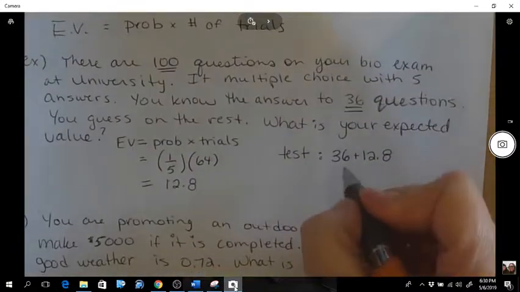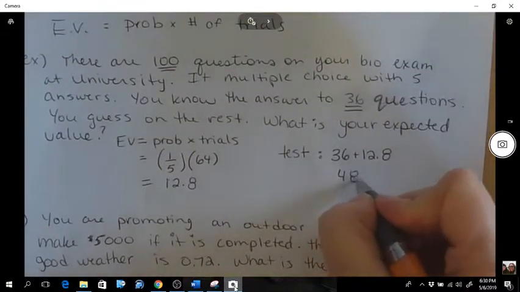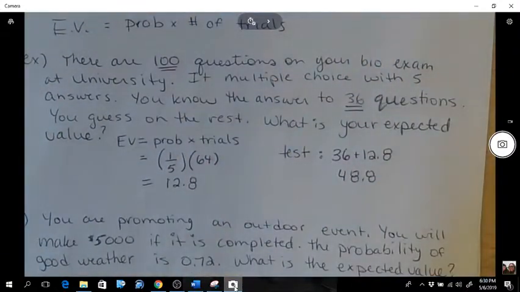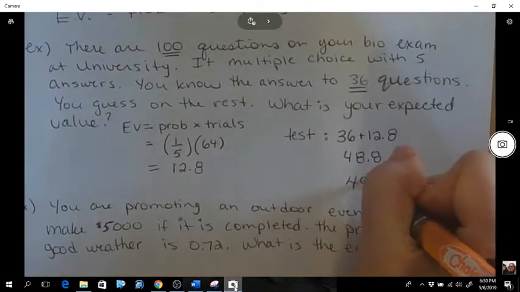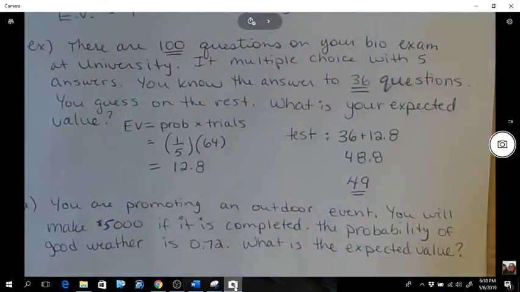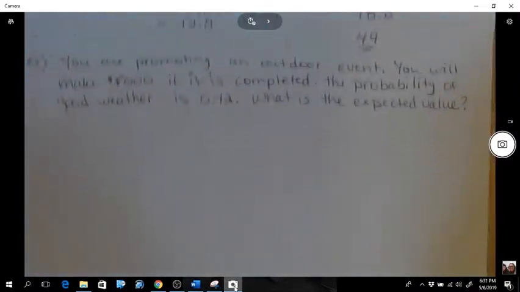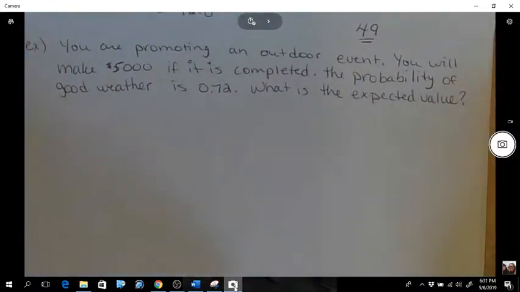Obviously this doesn't make sense on a test, to get 12.8 questions right. So we can state that we're going to hopefully end up with an expected test score of 49 out of 100. Okay, so next, you're promoting an outdoor event and you'll make $5,000 if it's completed.